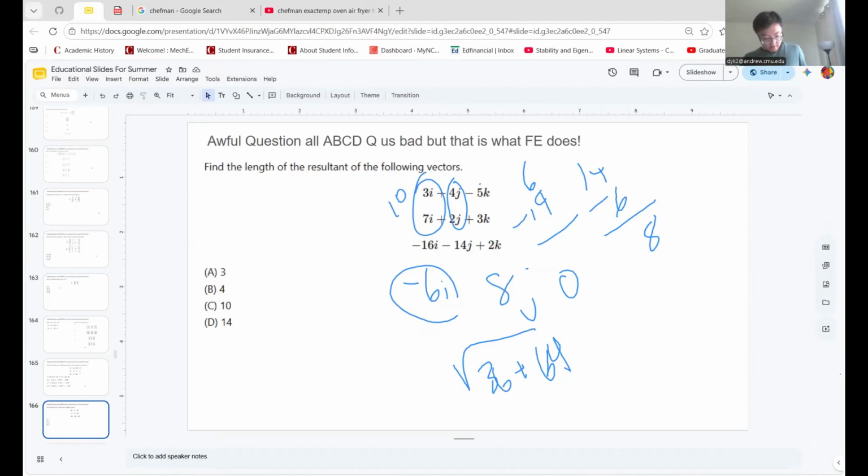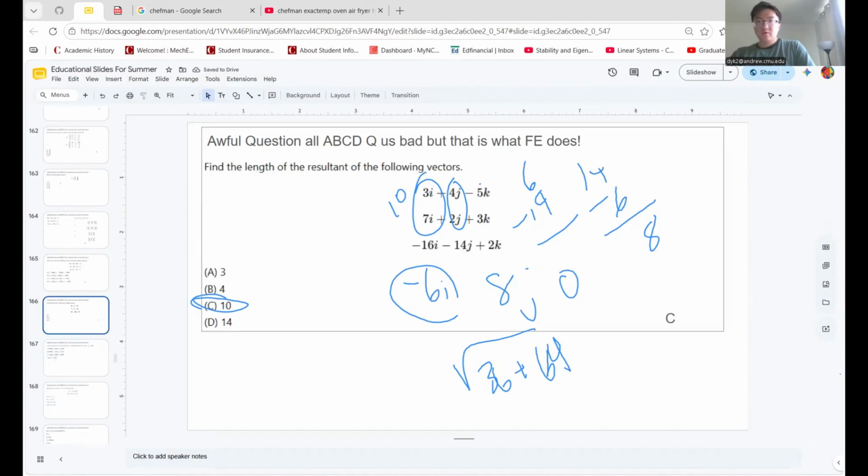36 plus 64. That's 10. That's a 3-4 triangle actually. That's a 3-4 triangle multiple, so I should realize that's 16. Anyways, we'll do this later, I guess. We're gonna just stop. Okay.